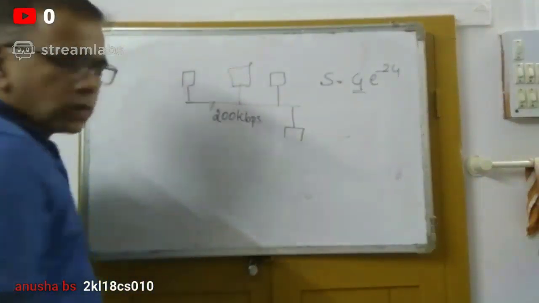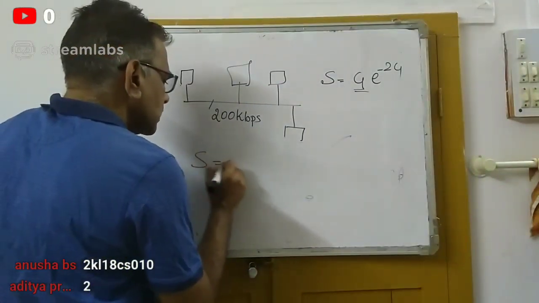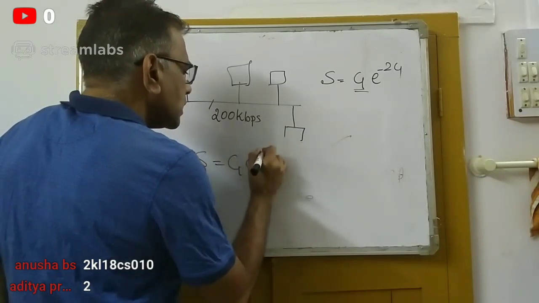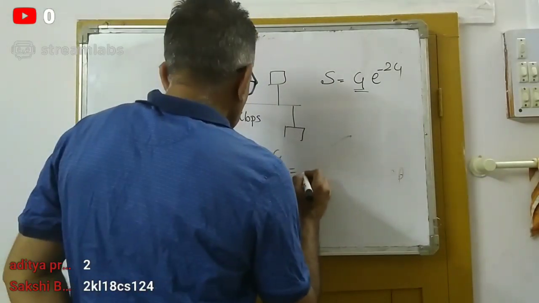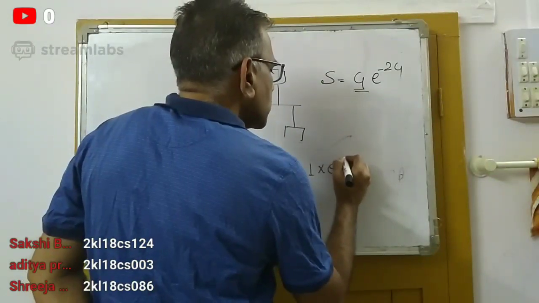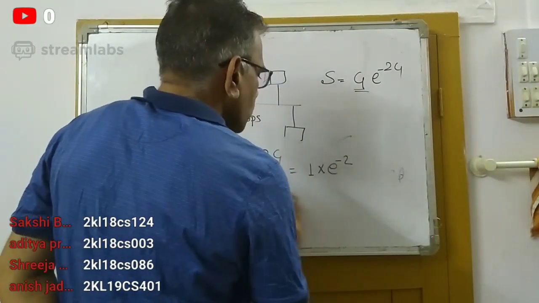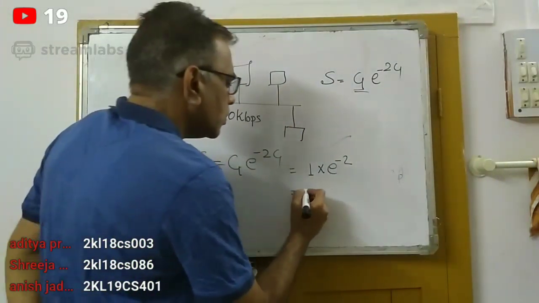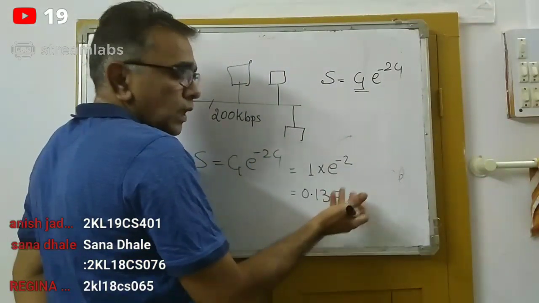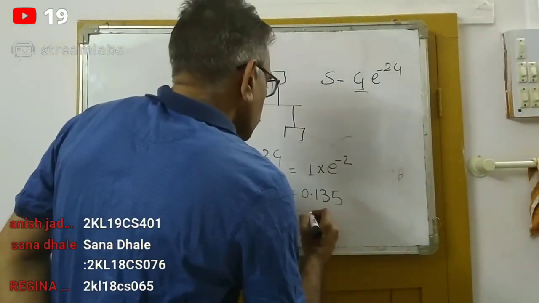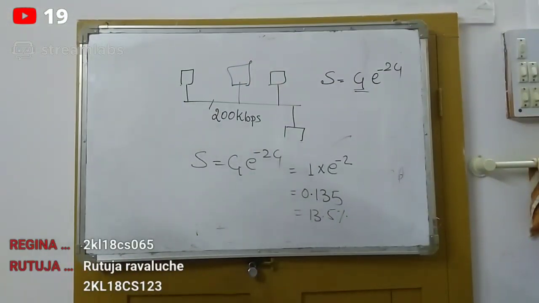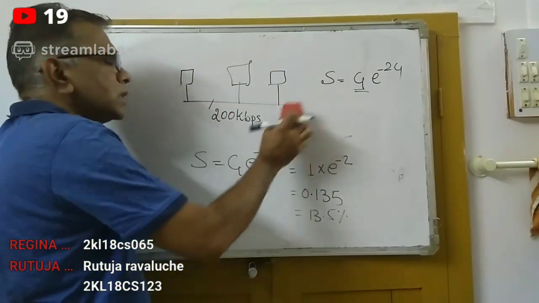Okay, so when I substitute this value in the above equation, I am going to get the value of throughput S equal to G into e raised to minus 2G. So this is equal to what? G is 1 into e raised to minus 2. If you calculate this, it will come somewhere around 0.135. Use your calculator, find out this value. So that is nothing but 0.135, so the throughput is 13.5%.